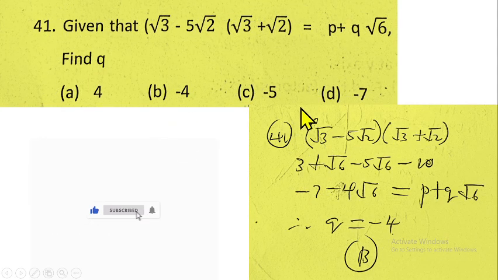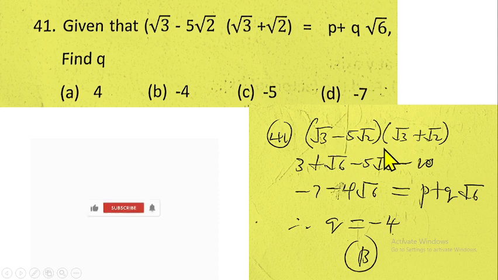Question number 41 is on surd. You have to multiply these two surds, then leave the answer in this format. Then you have to find the value of q. So from there, you have to multiply this, then compare both sides. You find the value of our q from there. Okay, you multiply, you have root 3 times root 3, that gives us 3. Root 3 times root 2 gives us plus root 6.